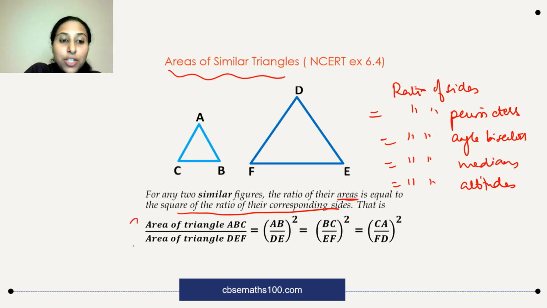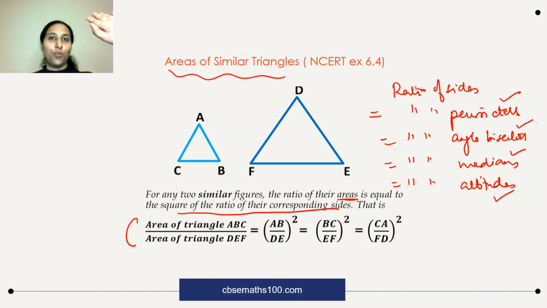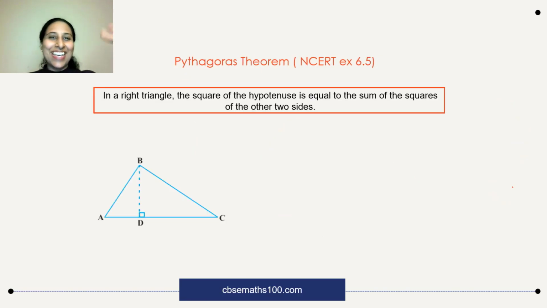What does this mean? It means that the ratio of areas of two similar triangles will be the square of the ratio of sides, or the square of the ratio of perimeters, or the square of the ratio of angle bisectors, the square of the ratio of medians, or the square of the ratio of altitudes. Please remember this. Next, Pythagoras theorem.